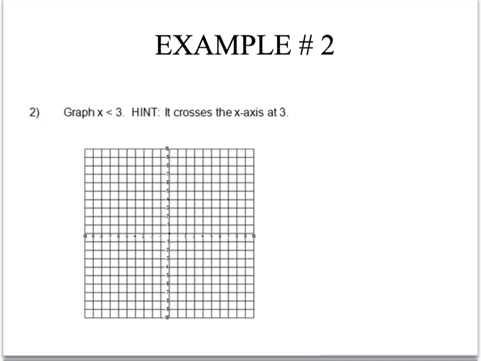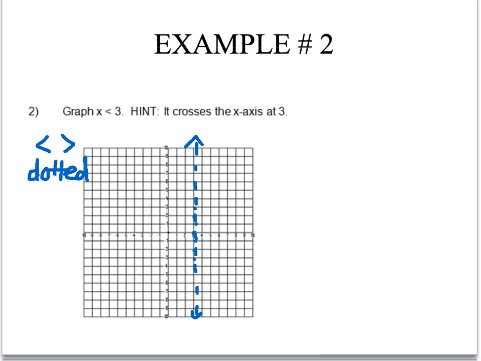Example number 2 is x is less than 3. And if you recall from example number 1 or from these steps, if you have a less than or greater than, you're going to actually draw a dotted line when you use your straight edge. And this line is crossing the x-axis at positive 3, and it's going to be a vertical line going through that value of positive 3. And remember, I said I'm doing a dotted line. So with my straight edge, you need to draw a dotted line with arrows through x is less than 3.